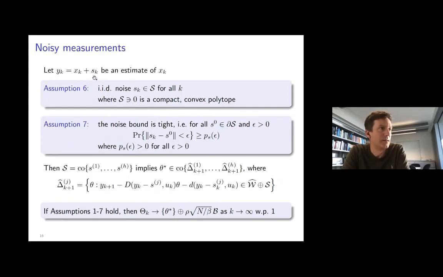This is obviously quite useful in practice because often you'll be using a state estimate rather than an actual state. And provided we have bounds on the state estimate error, then we can use this type of analysis to show that our set-based parameter estimate will actually converge to a small neighborhood of the actual system parameters.